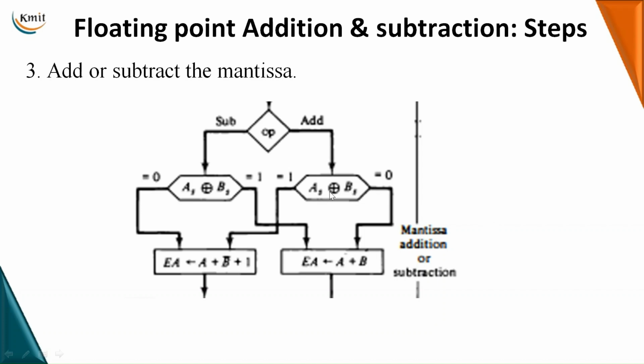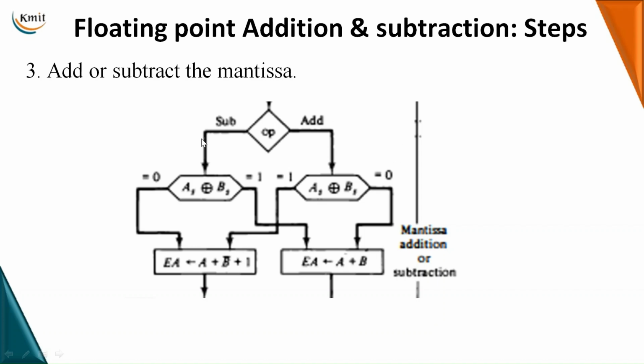Similarly, if the XOR operation of your sign bits becomes 1, then you have to perform a subtraction operation, A minus B, which is represented as A plus B complement plus 1, and the result is stored in EA.